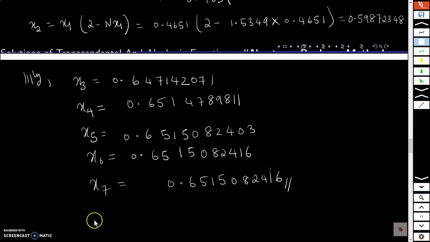Okay, so 1 by 1.5349, you will see that this is equal to, after the 7th iteration, 0.6515082416. All right, so that's how you can use the Newton-Raphson method to find the reciprocal of any given number. All right, so I'll end the session here. Thank you.